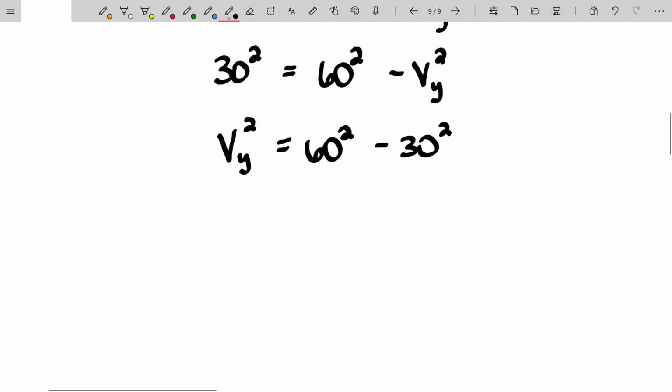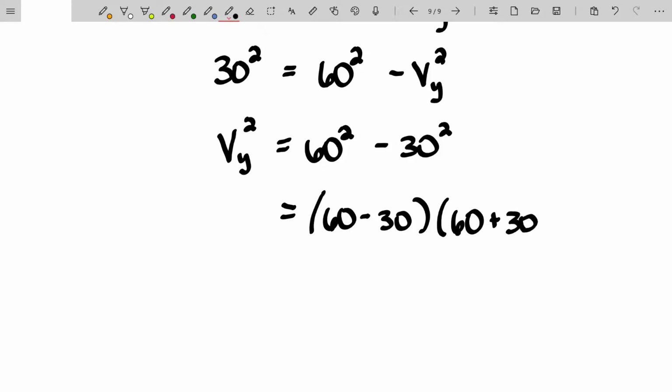There are a couple ways you could do this. You can compute 60 squared and compute 30 squared. That's totally fine, and I wouldn't blame you if you did that, because 60 squared is pretty easy. It's 3,600. 30 squared is 900. But I just want to show you a different way of doing this. That's also a difference of squares, so you could say that's 60 minus 30 times 60 plus 30. It's just a neat way to use the mathematics you know from algebra.